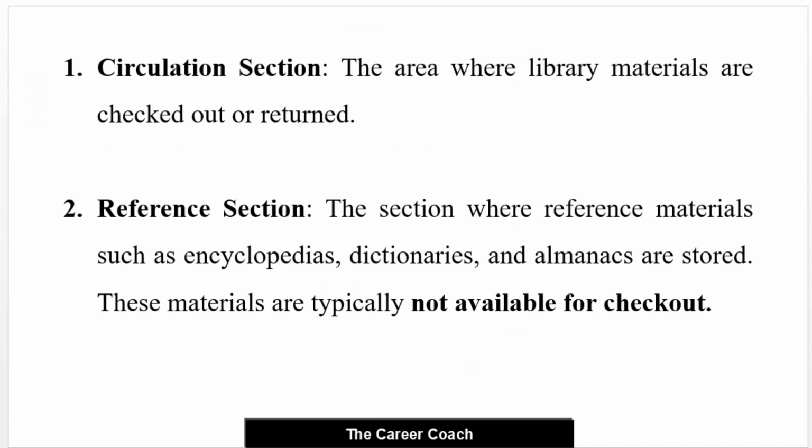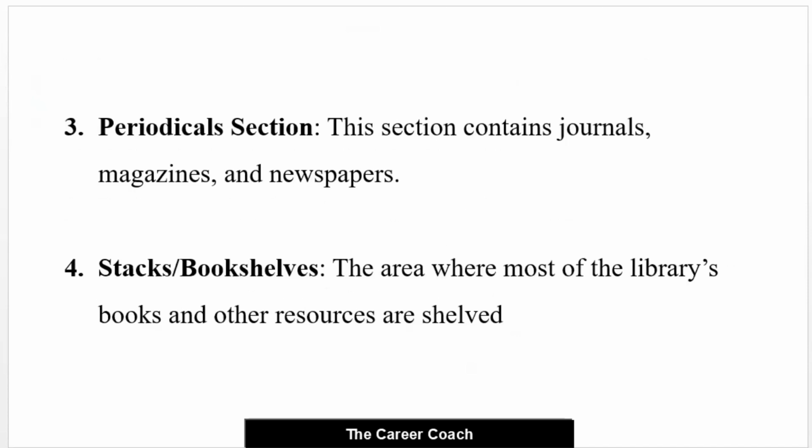Circulation section, this is the area where library materials are checked out or returned. Then we have reference section, the section where reference materials such as encyclopedias, dictionaries, and almanacs are stored. These materials are typically not available for checkout. Then periodical section, this section contains journals, magazines, and newspapers. Then we have stacks or bookshelves, the area where most of the library's books and other resources are shelved.